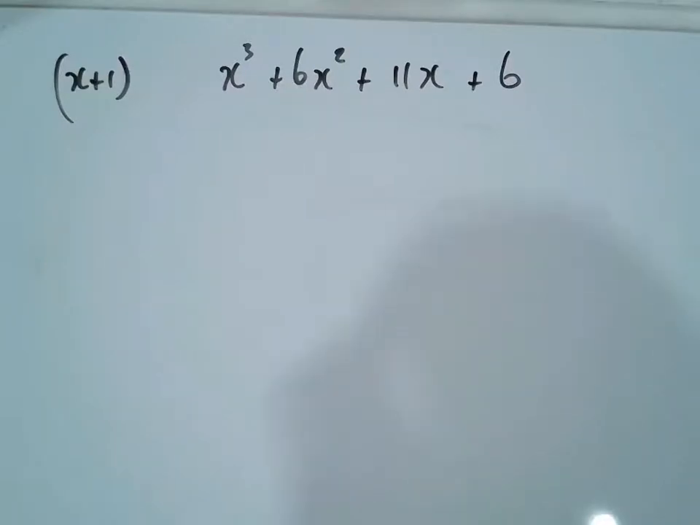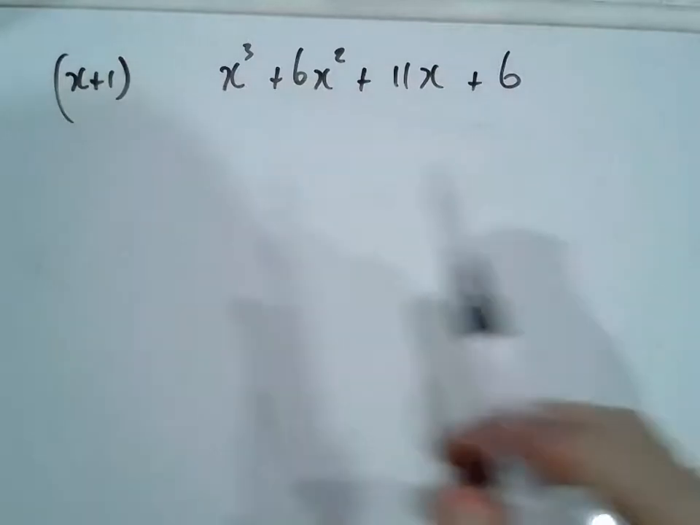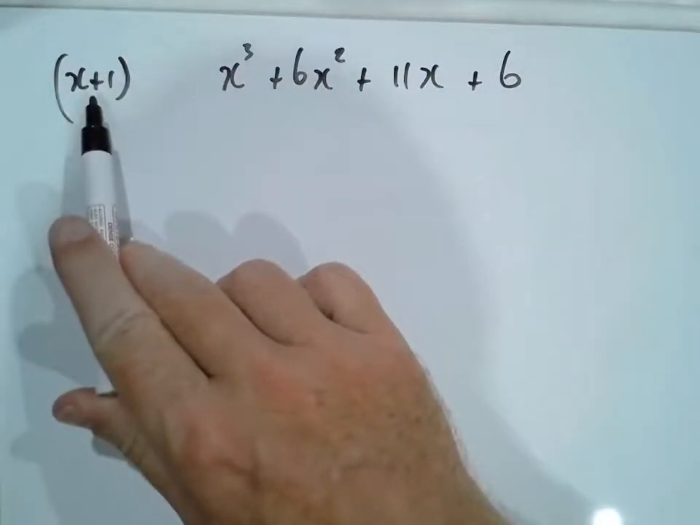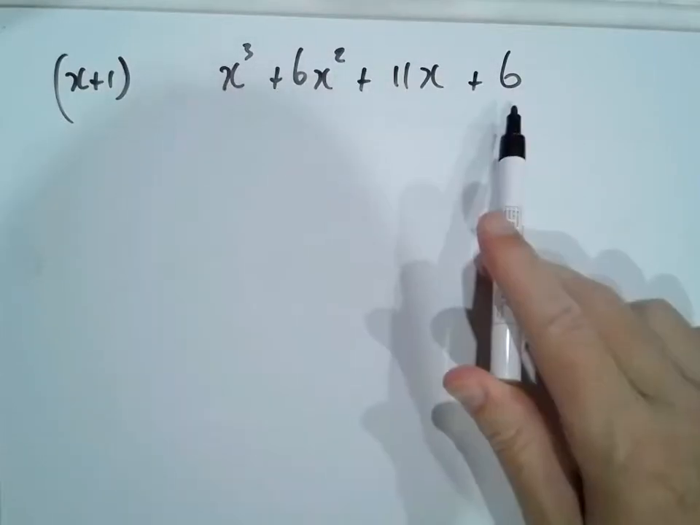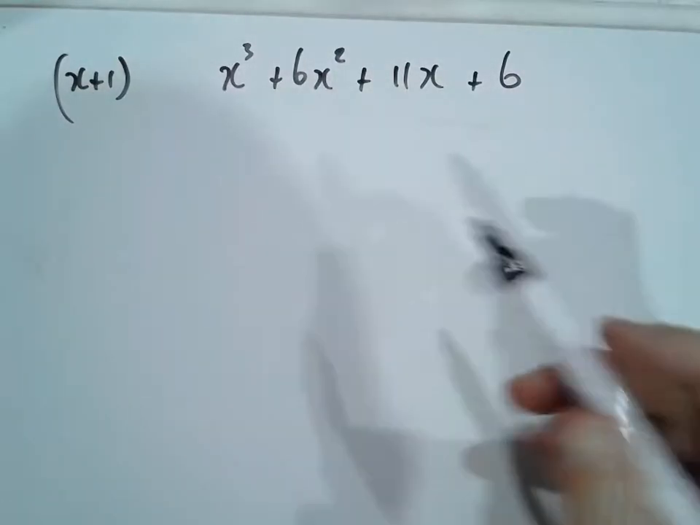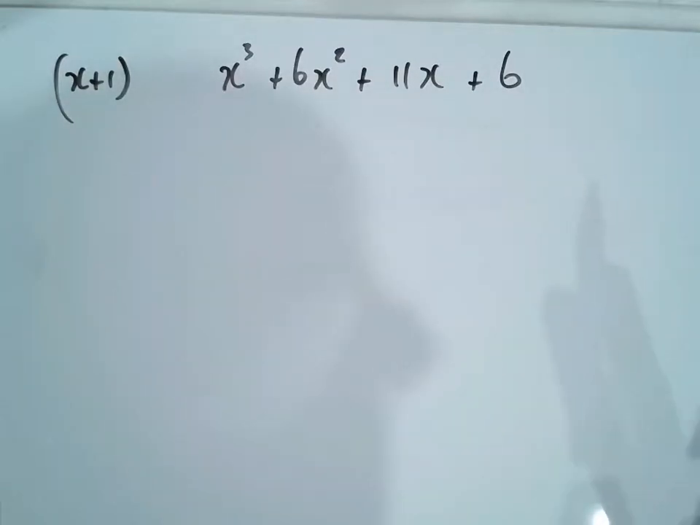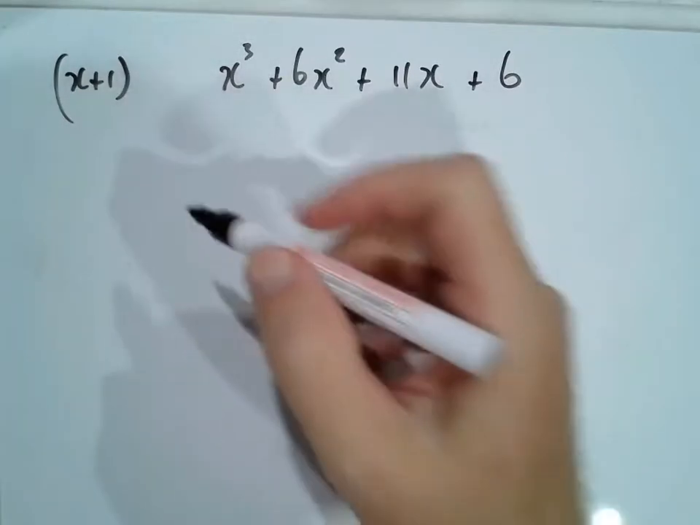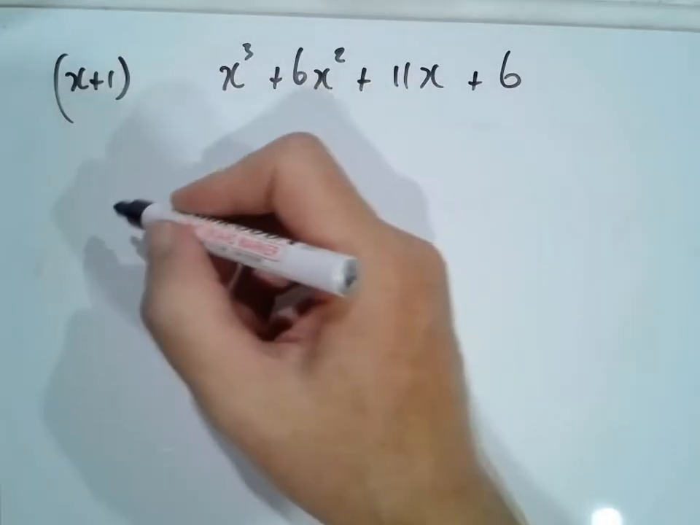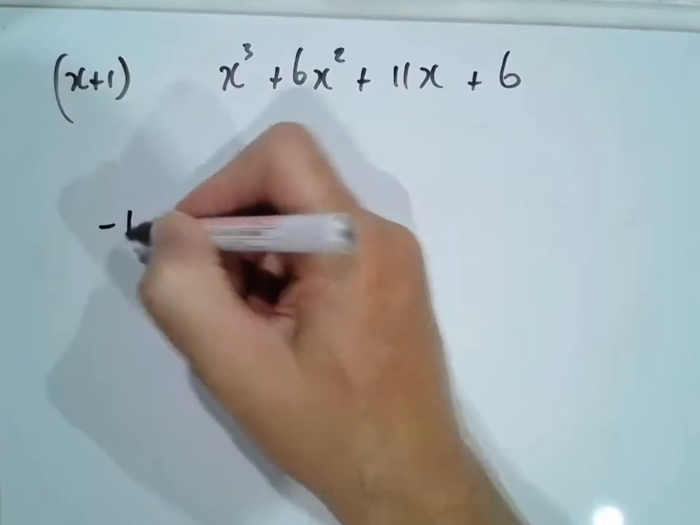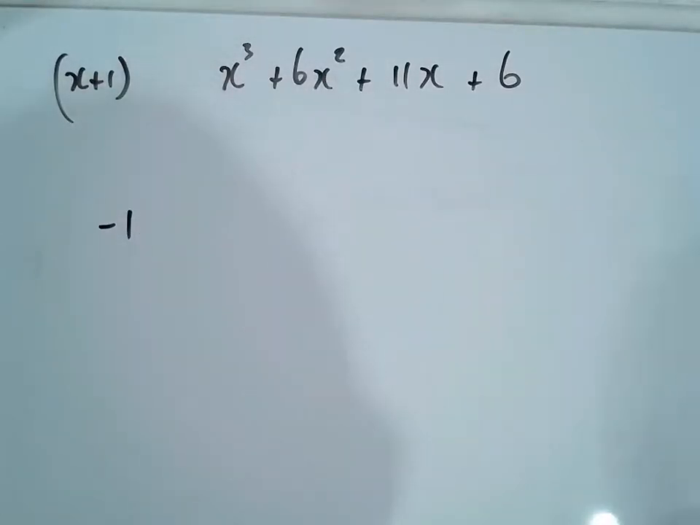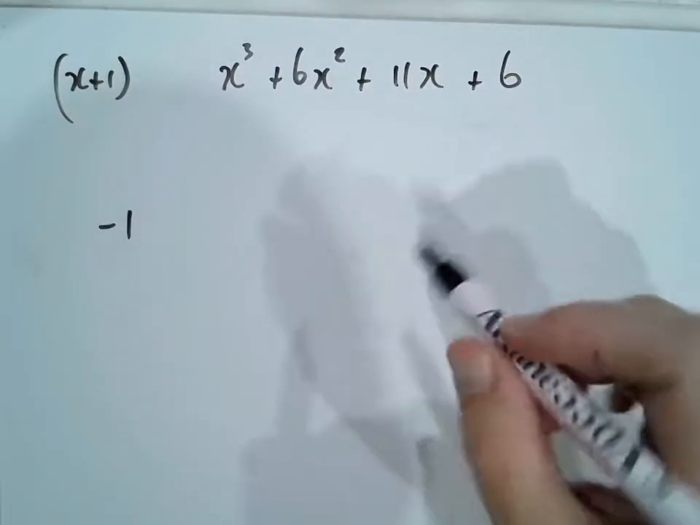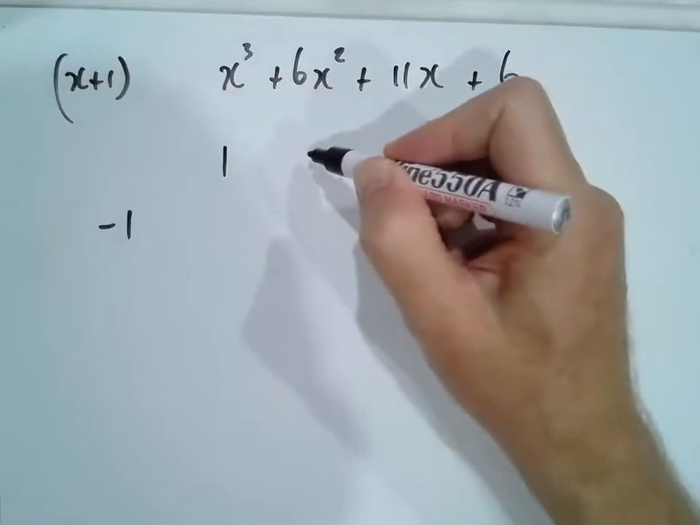Okay, let's try some synthetic division. For some reason, see my other video, we know that x plus 1 is a factor of this polynomial. And rather than doing polynomial long division, we're going to try this other option. So if x plus 1 is a factor, then we know that when x is negative 1, that's a 0. So that's important. But we're going to get the coefficients of this polynomial and bring it down.